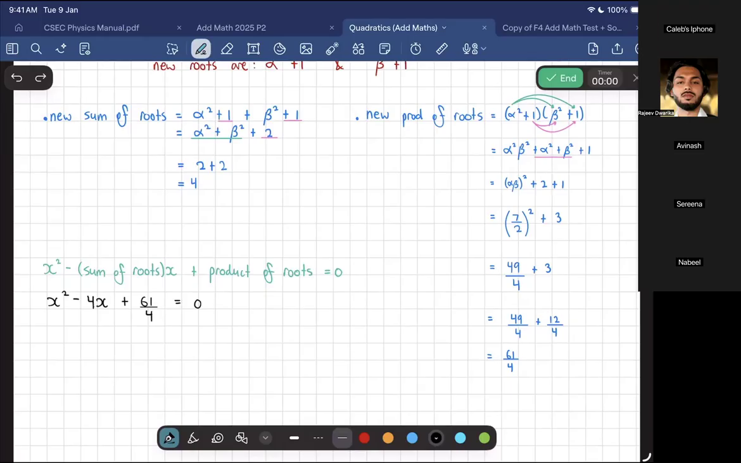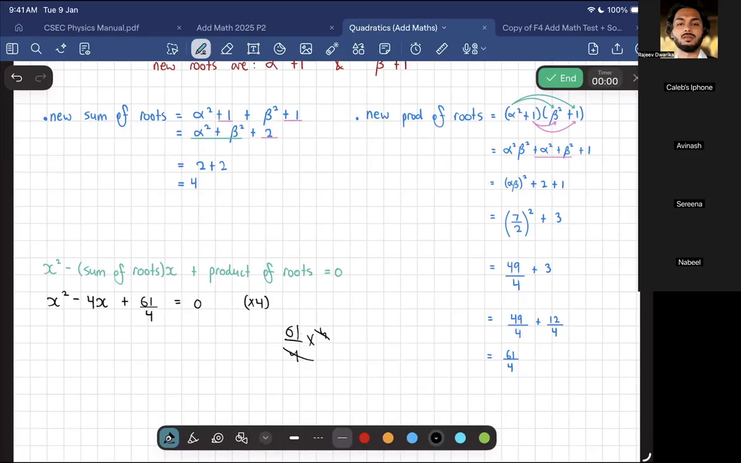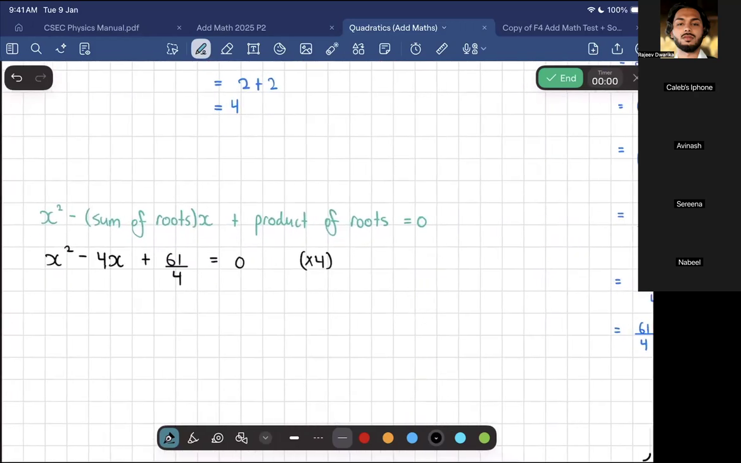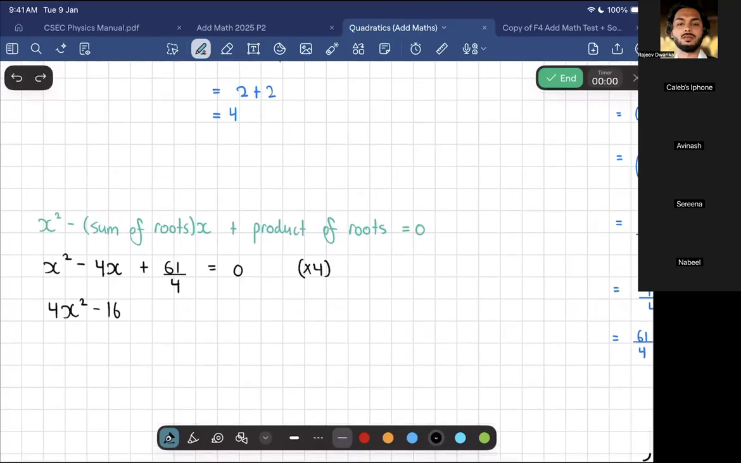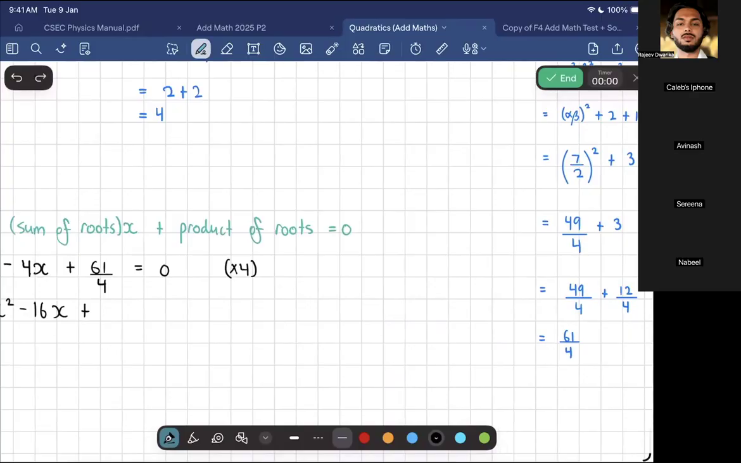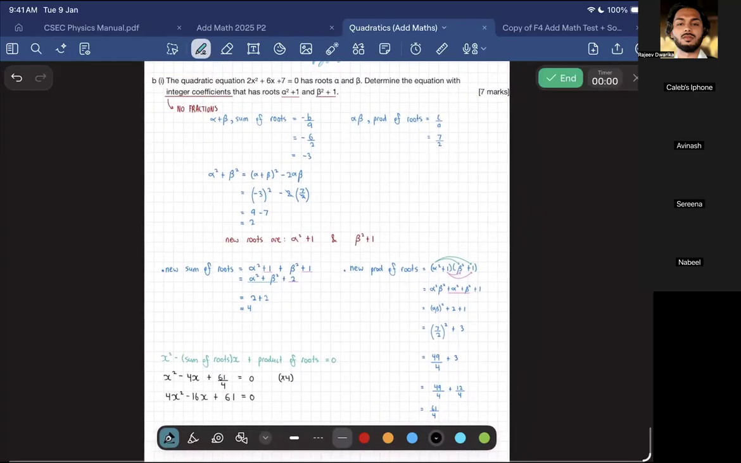Multiply. I'd say multiply both sides by 4. Think about it, right? 61 over 4 multiplied by 4, the 4s are going to cancel off. So it's just 61. You okay? So talk to me, Nabil. If I multiply everything by 4, what am I going to get? 4x squared minus 16x plus 61 equals 0. Yep. And that is the answer.